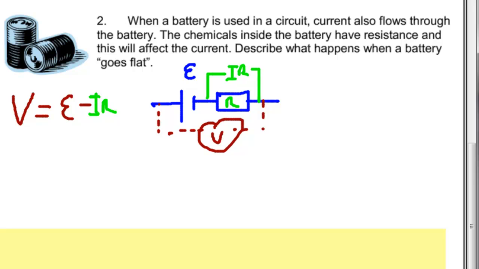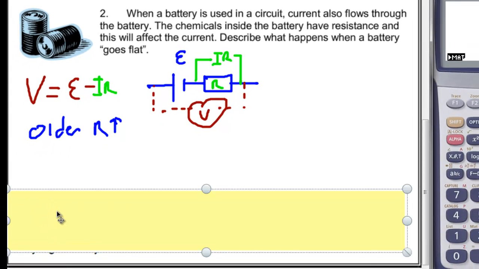Now, as the battery gets older, R is going to go up, and if R goes up, that means this whole value goes up. That means there's going to be less voltage here. There's less voltage there, that's why it goes flat. Now, there is a chemical reason behind that, but that's more to do with chemistry.